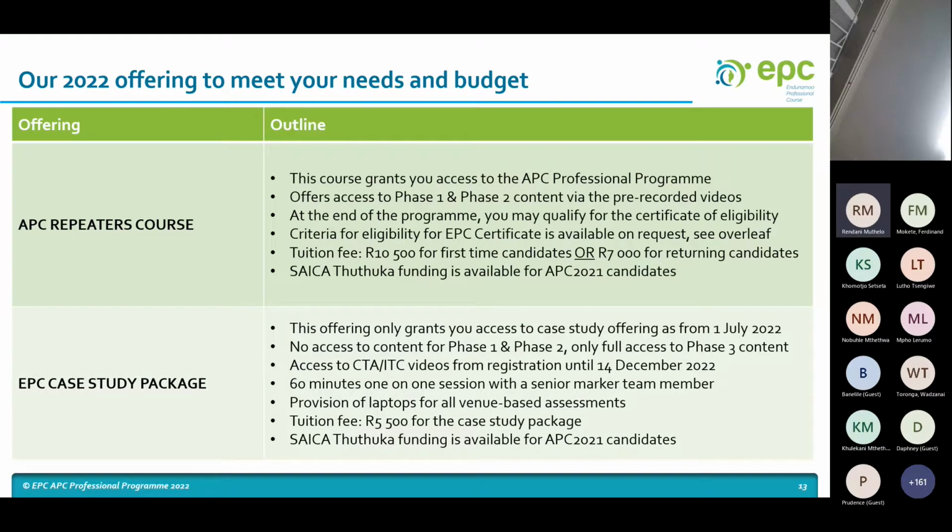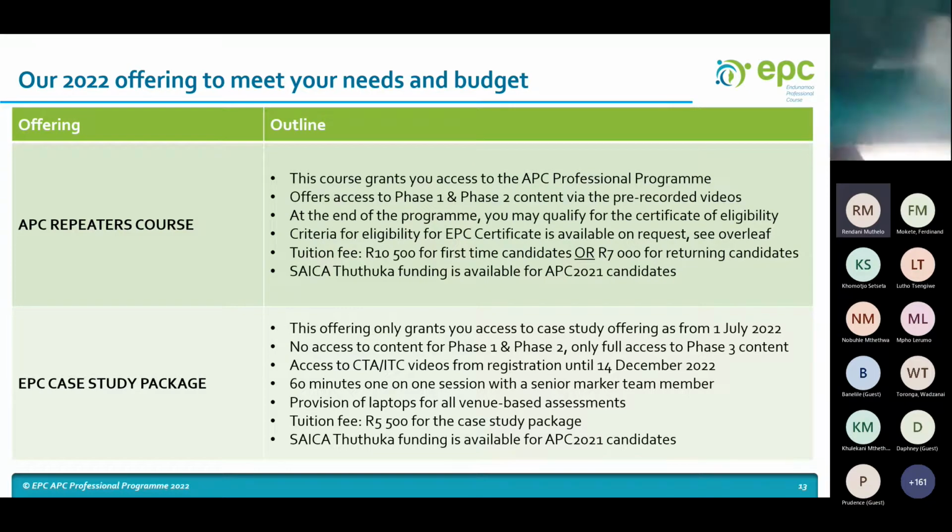So when it comes to phase 3, you are treated as a fully enrolled candidate. Then the tuition for that is 5,500. So that includes the sitting of the case studies, the marking thereof, the detailed feedback that I've mentioned, as well as attending the classes where we go through the case studies. So that is included for each and every one of the 3 case studies.